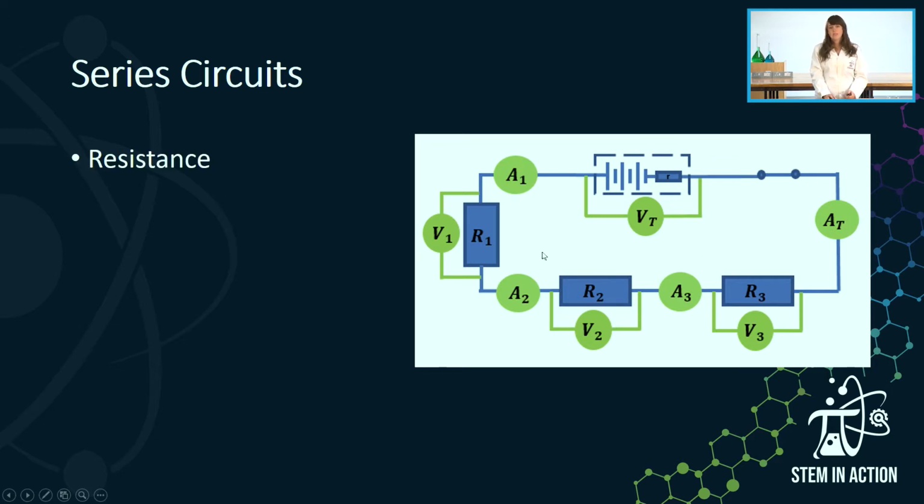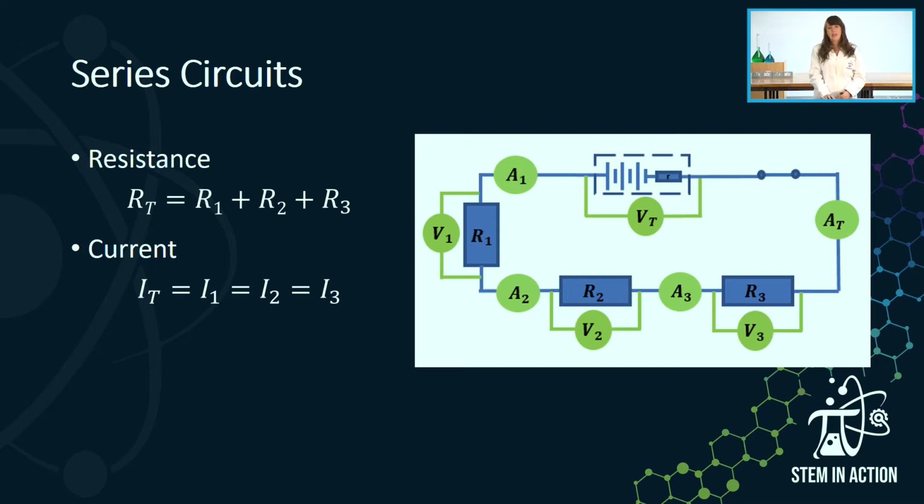What do we know about the resistances? We know that the total resistance in the circuit will be a sum of the individual resistances for a series circuit. Current in a series circuit is the same everywhere in the circuit. So the reading we get on A1, A2, A3, and A total will all be the same. Notice over here I've said I total, I1, I2, and I3. I is the symbol for current, where A is the symbol for an ammeter, or for the unit of current, which is amps.